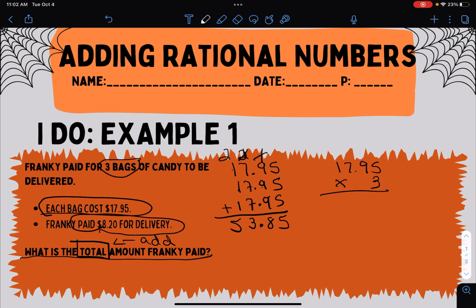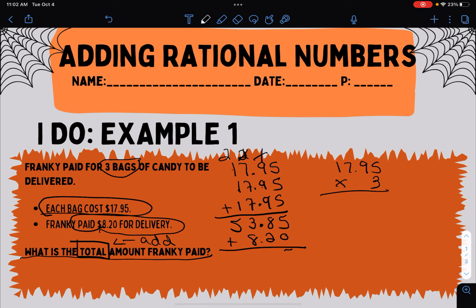But are we done? No. Remember, it says he paid for delivery, and for delivery he paid $8.20. So that means you have to add the $8.20 delivery fee to the total of the bags of candy. So you're going to go ahead and add that.